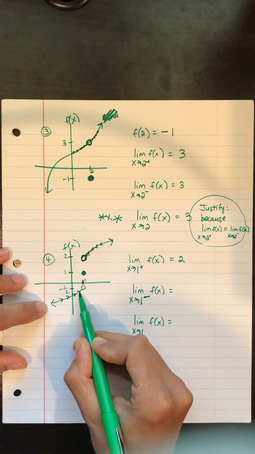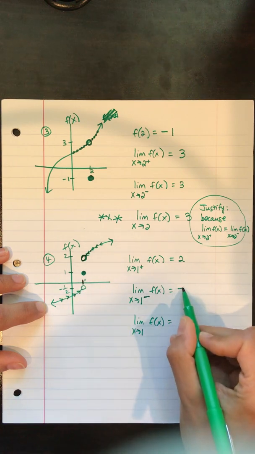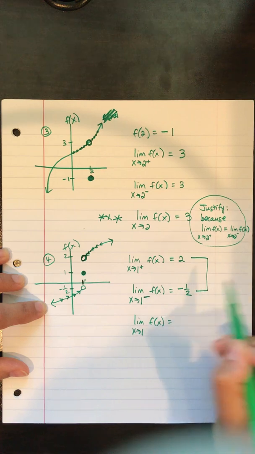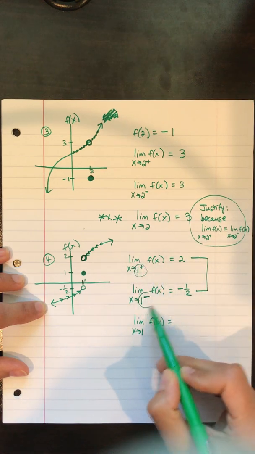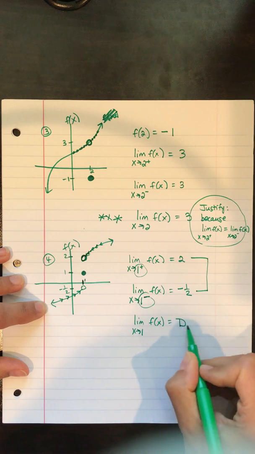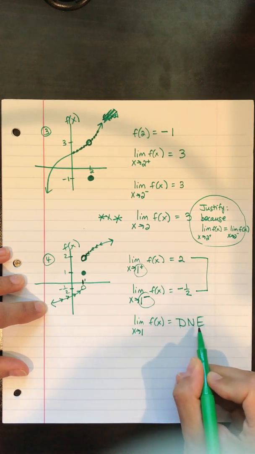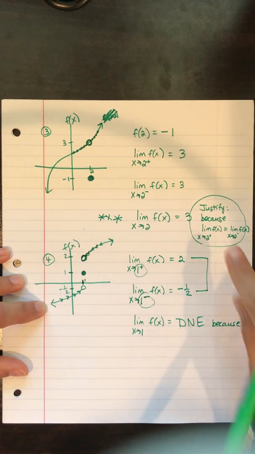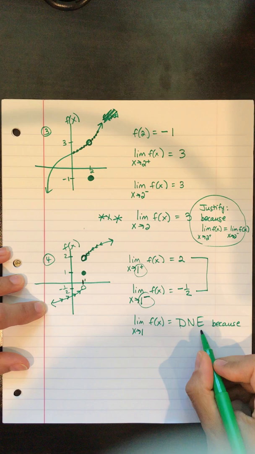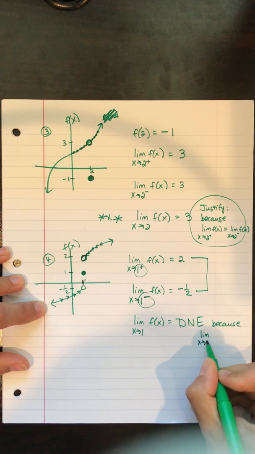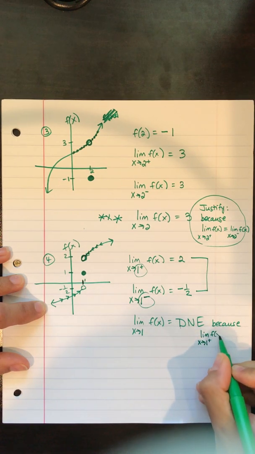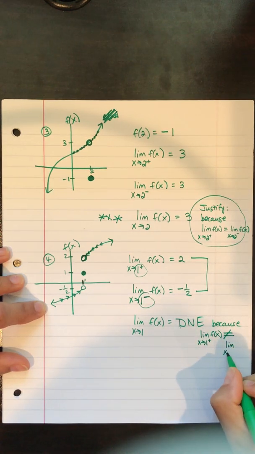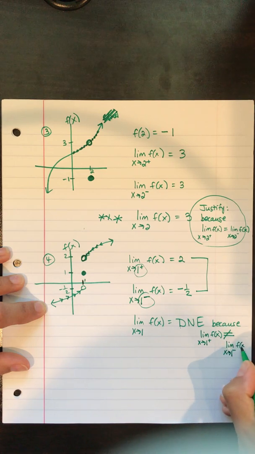Incoming from the left, it looks like the y value there is negative 1/2. So what's the limit at 1? Well, guess what? If the right-sided limit and the left-sided limit are not equal, the limit does not exist. What's your because? Your because looks like this: the limit as x approaches 1 from the right of f of x does not equal the limit as x approaches 1 from the left of f of x.